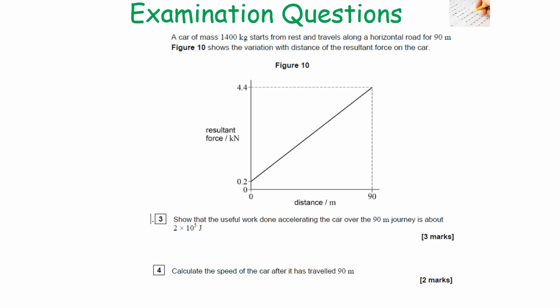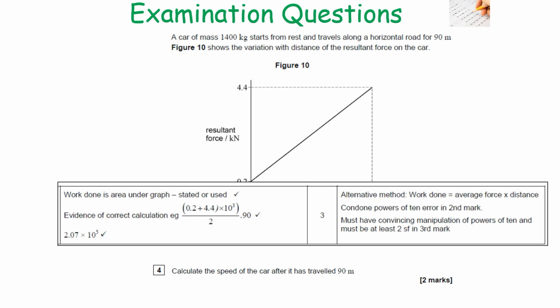Right, so how do you answer this particular question? Well, you should remember that work done is equal to force times distance. So this tells us that for a force-distance graph, the area under the line is going to equal work done, because the y-axis times the x-axis is actually the area under the line. So the work done is the area under the graph.